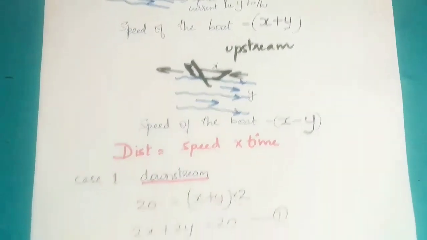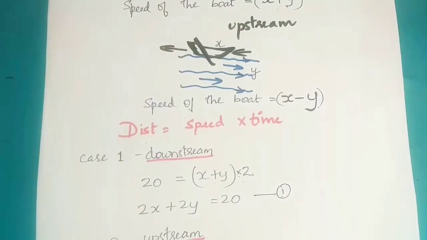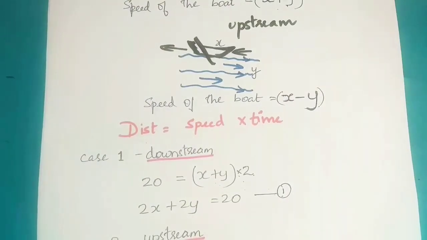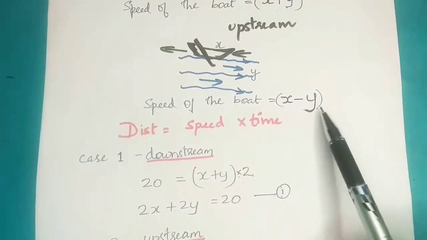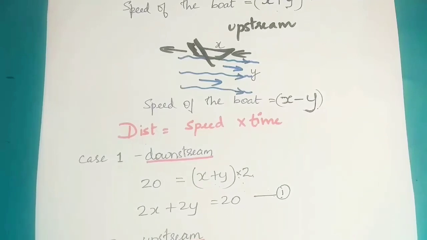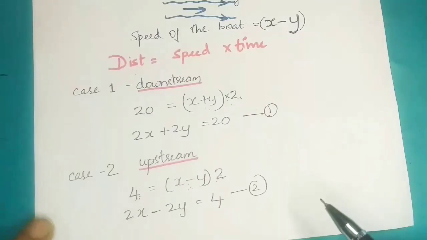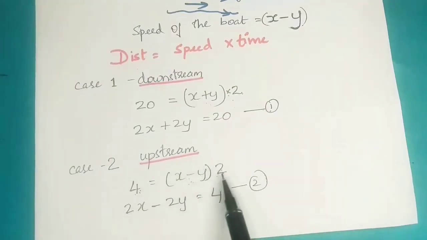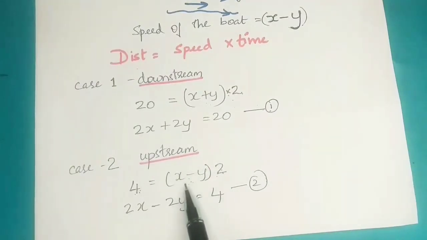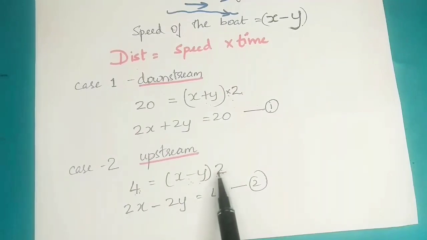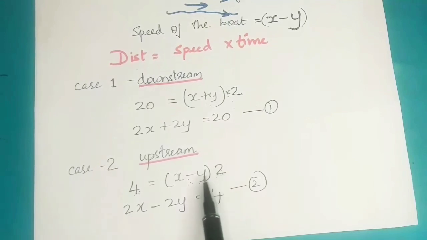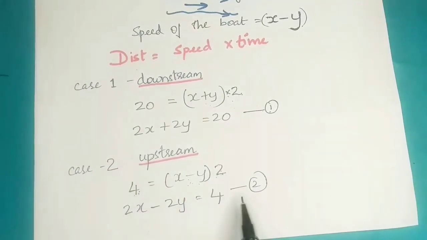Now let us take the upstream case. The time taken is also 2 hours, whereas the distance traveled is only 4 kilometers. Since distance is equal to speed into time, and the speed upstream we got earlier as x minus y, 2x minus 2y is equal to 4. The speed of upstream is x minus y and time is 2 hours. So 2x minus 2y is equal to 4. This is equation 2.